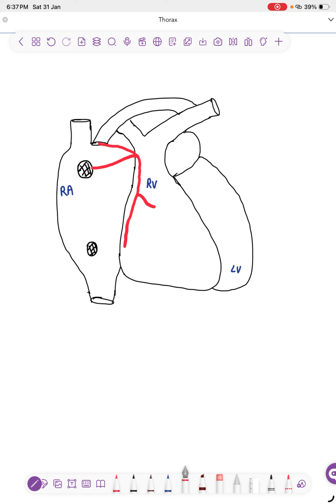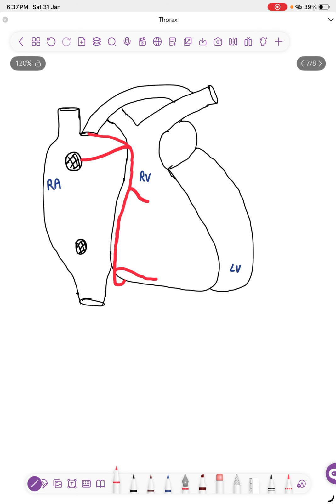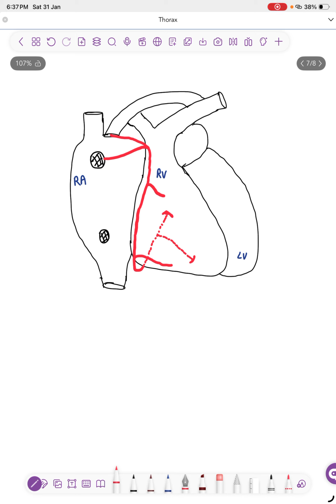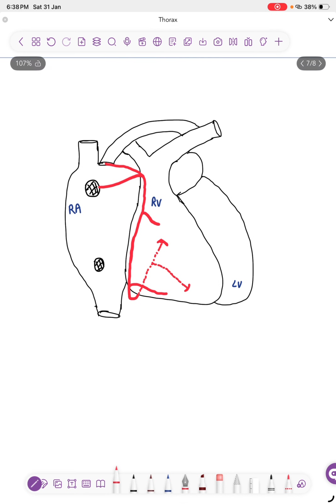Then it runs downward and goes posterior. Before going posterior, it gives a branch, right marginal artery, and after going posterior it divides into the two. One is the terminal branch and one is the posterior descending branch, which lies in the posterior interventricular groove. These two make the anastomosis, I am drawing this. And there is one more branch from the posterior descending artery, this one, the AV nodal branch.